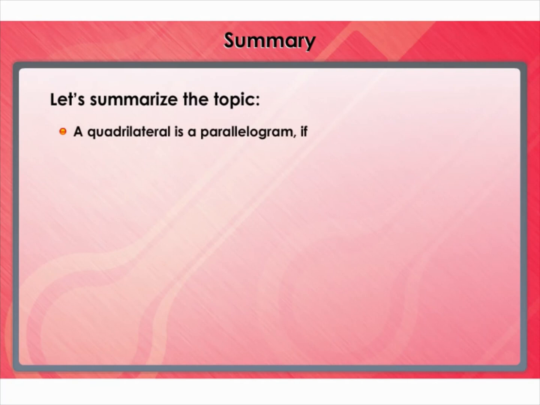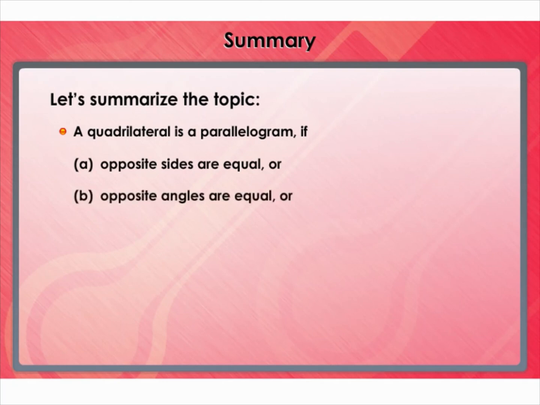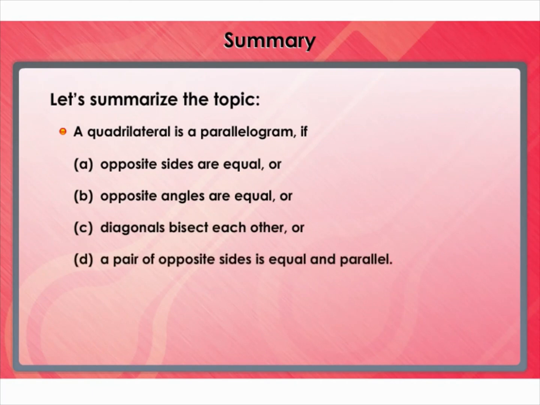A quadrilateral is a parallelogram if A. Opposite sides are equal, or B. Opposite angles are equal, or C. Diagonals bisect each other, or D. A pair of opposite sides are equal and parallel.